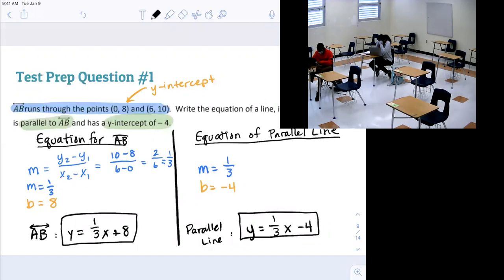Tyrone is asking, so if there's a 0, then the thing behind it is the y-intercept. So yeah, if you have a coordinate point, the y-intercept is always going to be whatever point starts with 0, and then b is the value of your y-intercept. That is correct.